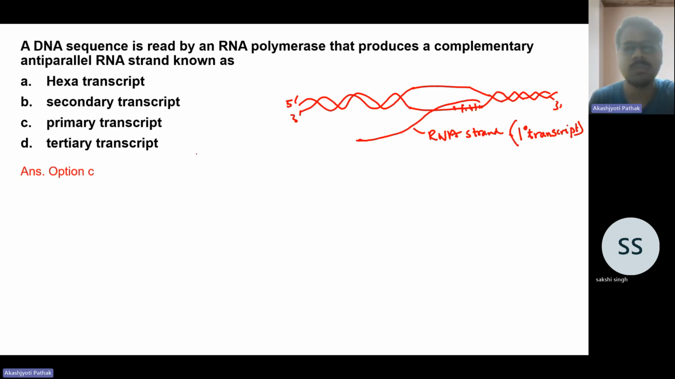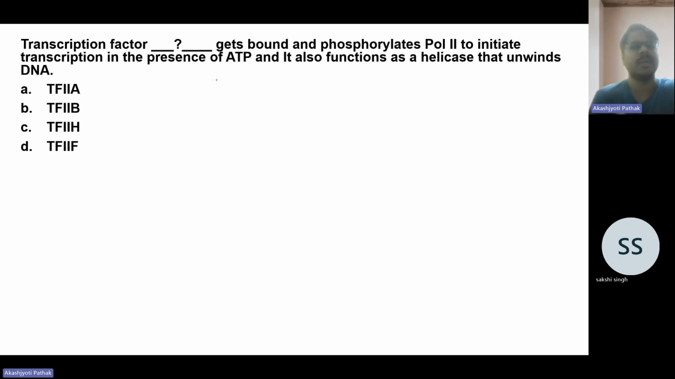Now I'm moving to the next question. Transcription factors get bound and phosphorylate polymerase II to initiate transcription in the presence of ATP, and it also functions as a helicase that unbinds DNA.